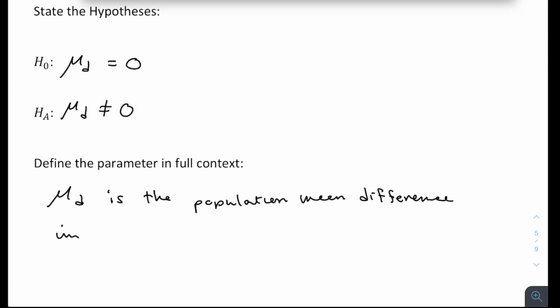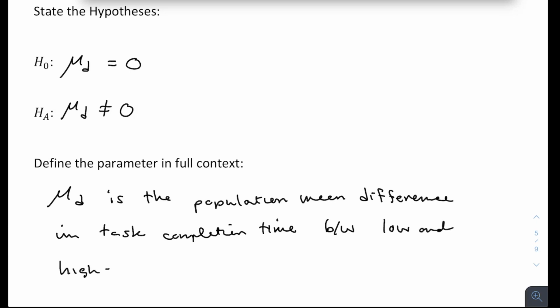In task completion time between low and highlight environment of all 2B task doers. So the population of anybody that would be doing this task, what's the difference between their average low light time and their average high light time? That's what μd is measuring.